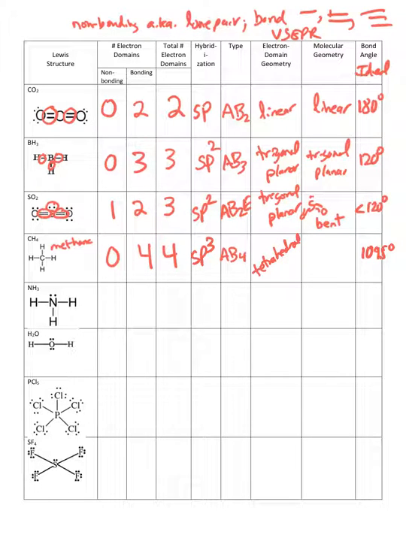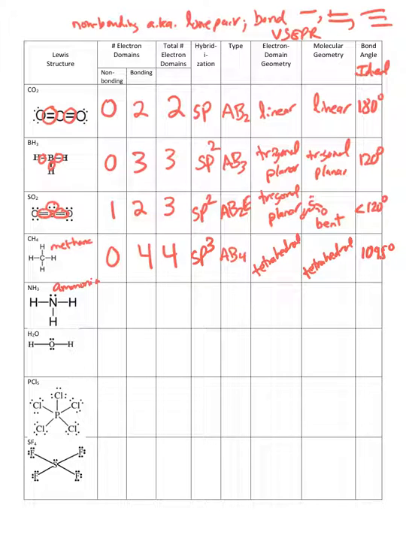And that electron domain geometry we describe as being tetrahedral. Since there are no non-bonding pairs on the central atom, the electron domain geometry and the molecular geometry or shape are the same, tetrahedral. NH3, ammonia.